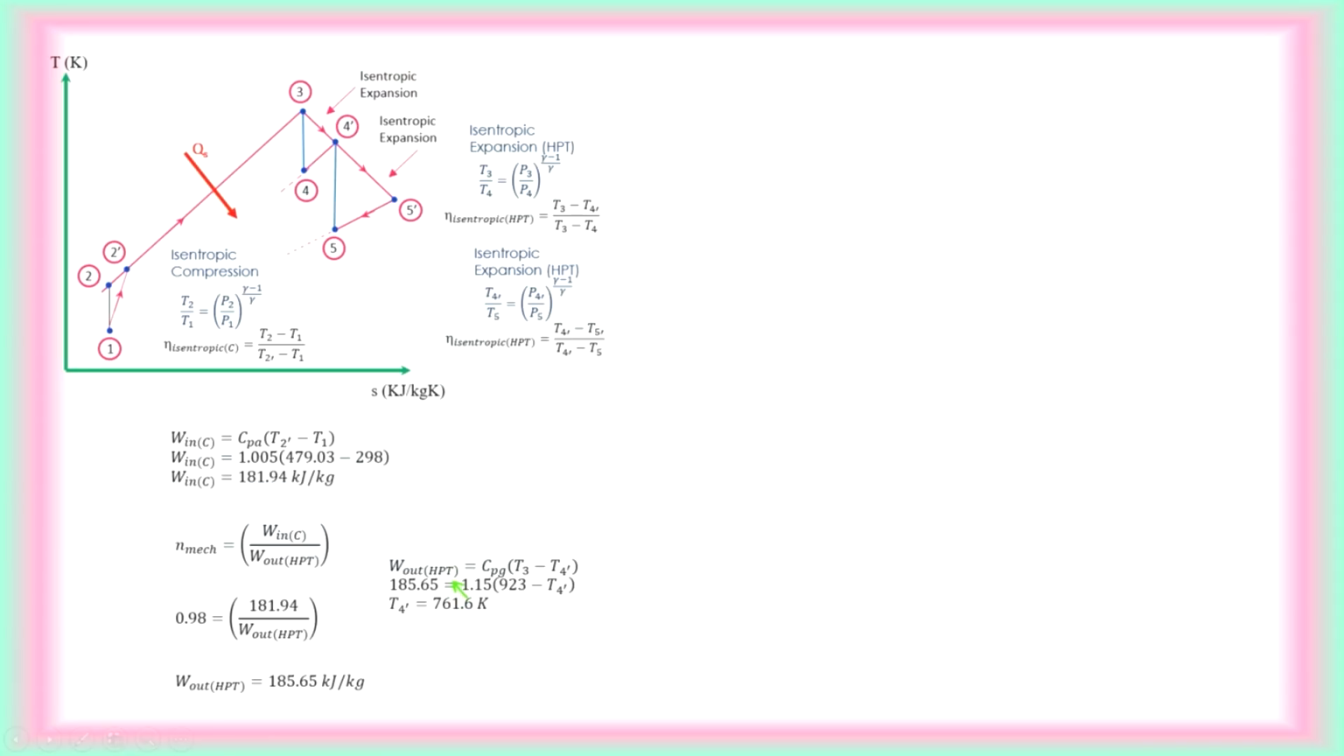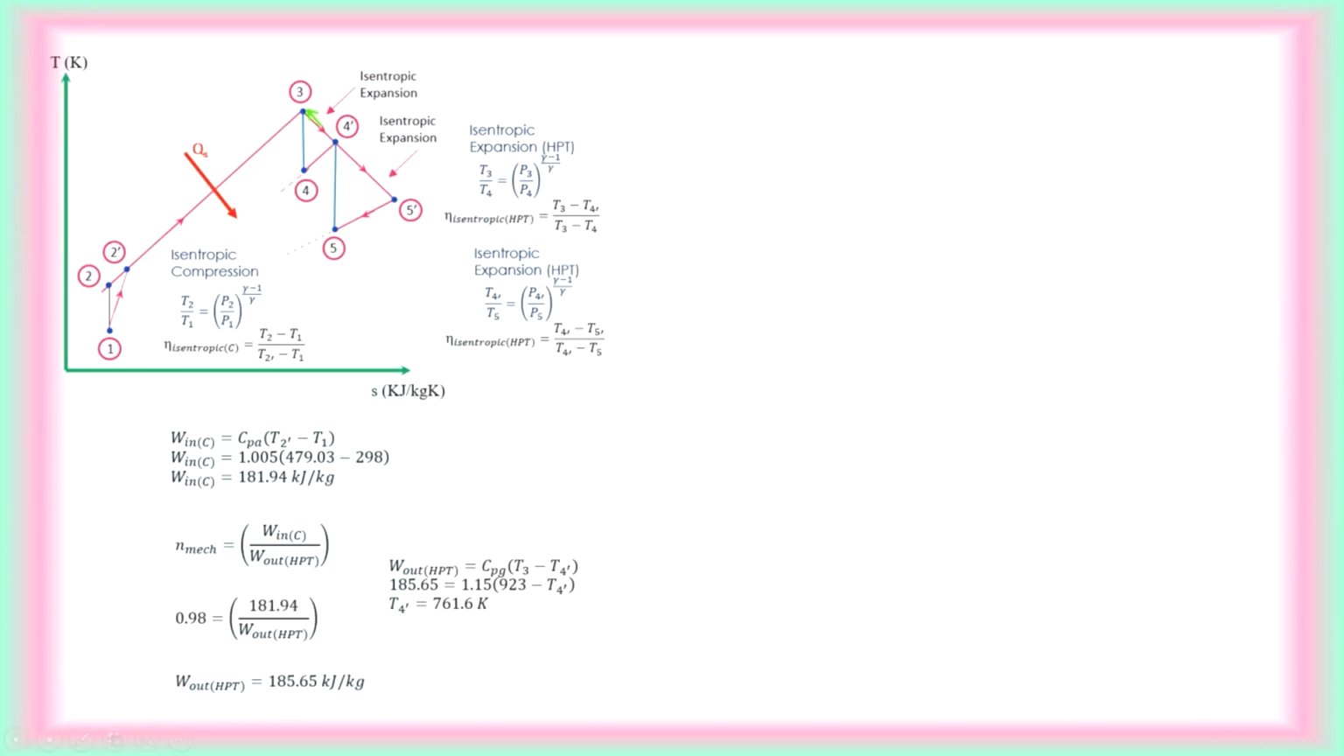Now we can take this value here, 185, and equate it to Cpg times T3 minus T4 prime, where T3 is 923, given in the question. So our subject is T4 prime. From here we can find T4 prime, which is equal to 761.6 Kelvin. So we got T4 prime here, but we haven't got our T4.